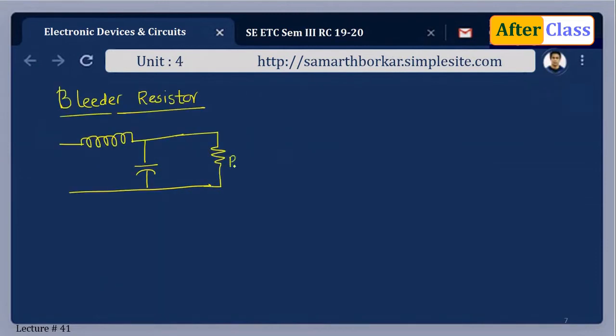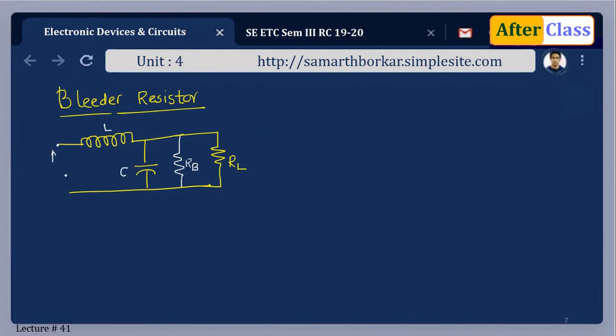And we have this load resistance RL. Now a breeder resistance, as the name suggests, is the resistor which is connected across the load and which is denoted as RB. Now let us try to understand why this breeder resistor is important.